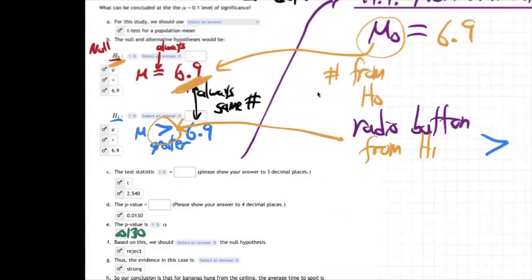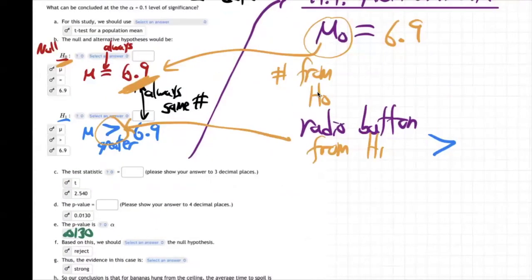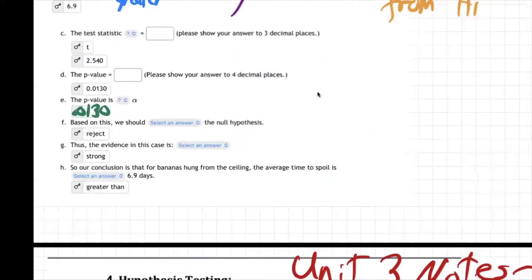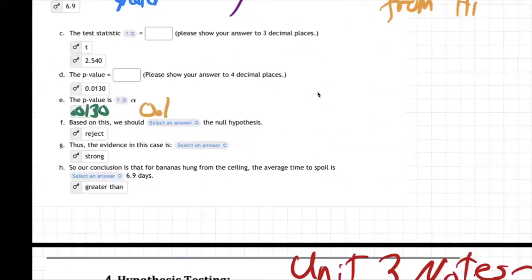And what was the alpha level? Don't remember up here. So, there's alpha 0.1. Now that's not 0.01, that's 0.1. Which one of those is bigger?